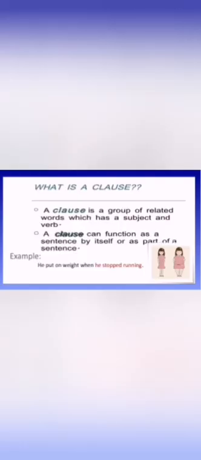So class, before going to zero conditional sentences, I will tell you what a clause is. A clause is a group of related words which has a subject and a verb. A clause can function as a sentence by itself or as part of a sentence. For example, he put on weight when he stopped running. Now let us move to zero conditional sentences.